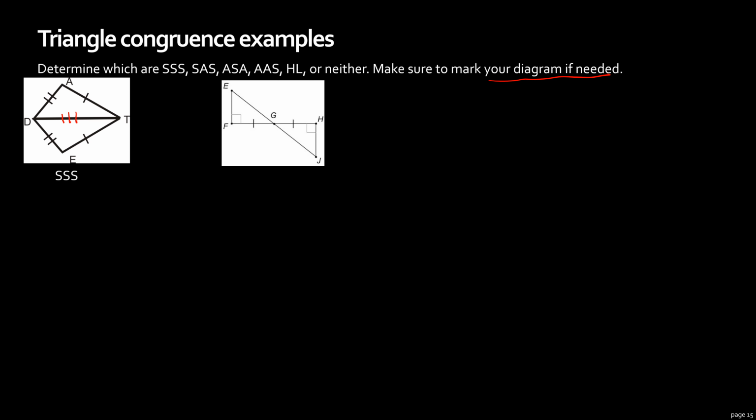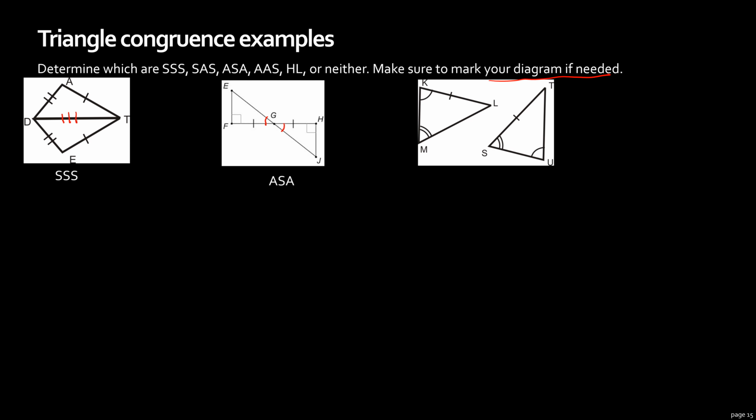So here I have vertical angles. And since I have vertical angles, these two angles are going to be congruent. And I have angle, side, angle, angle, side, angle. So these two triangles are going to be congruent. Now let's take a look at this diagram right here. Are these two triangles going to be congruent?